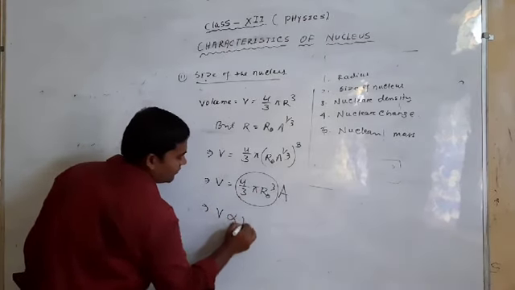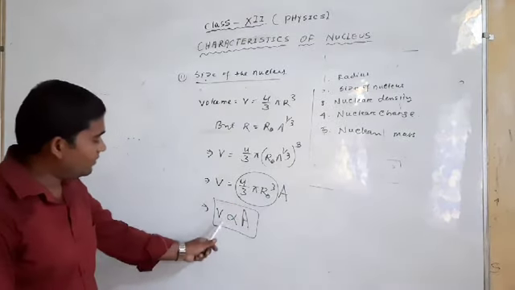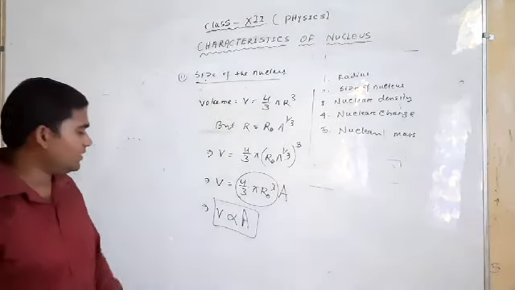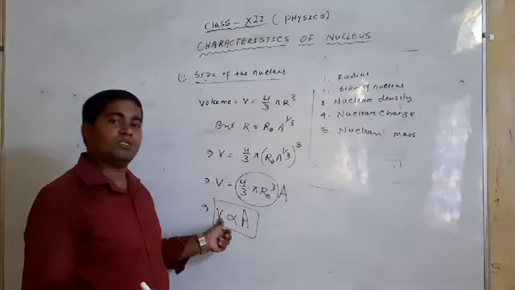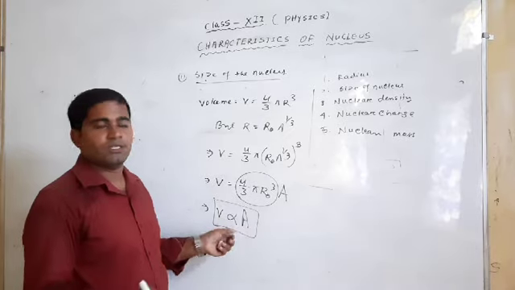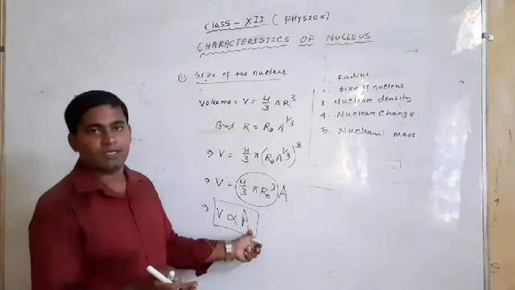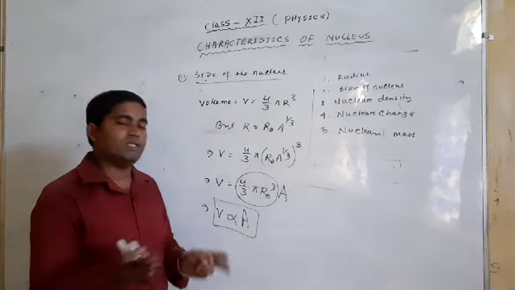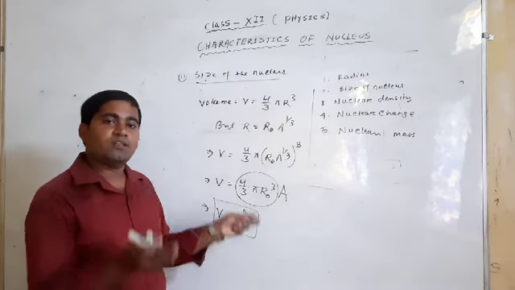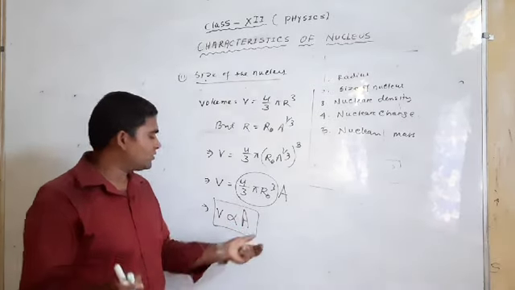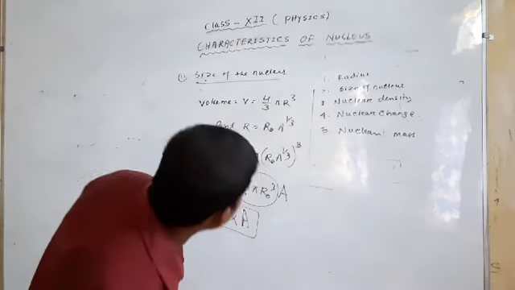So what do we find? V is proportional to A. What does it mean? This means when the atomic mass number increases, the volume of the nucleus also increases. That means the nuclear size depends upon the atomic mass number A. The nuclear size of the nucleus depends upon the atomic mass number, and the volume of the nucleus increases with increase of atomic mass number.